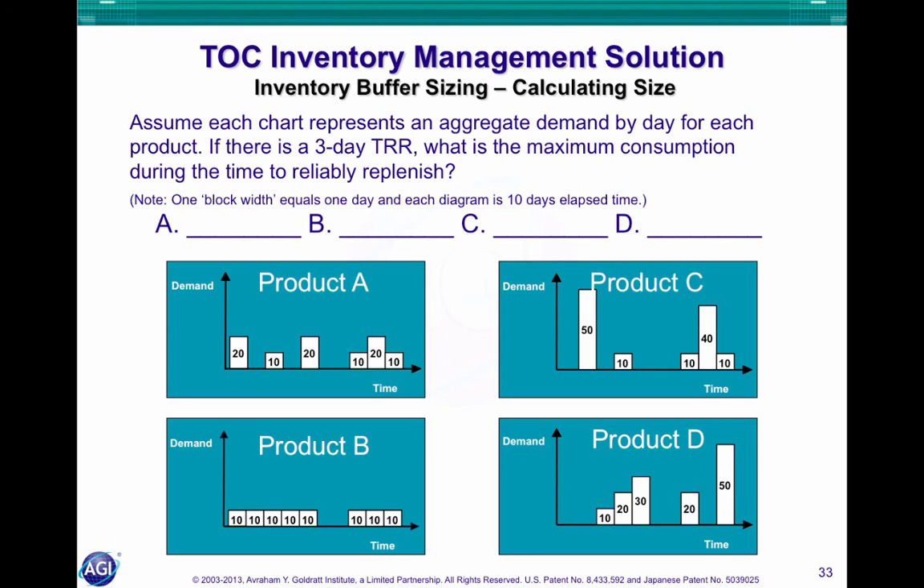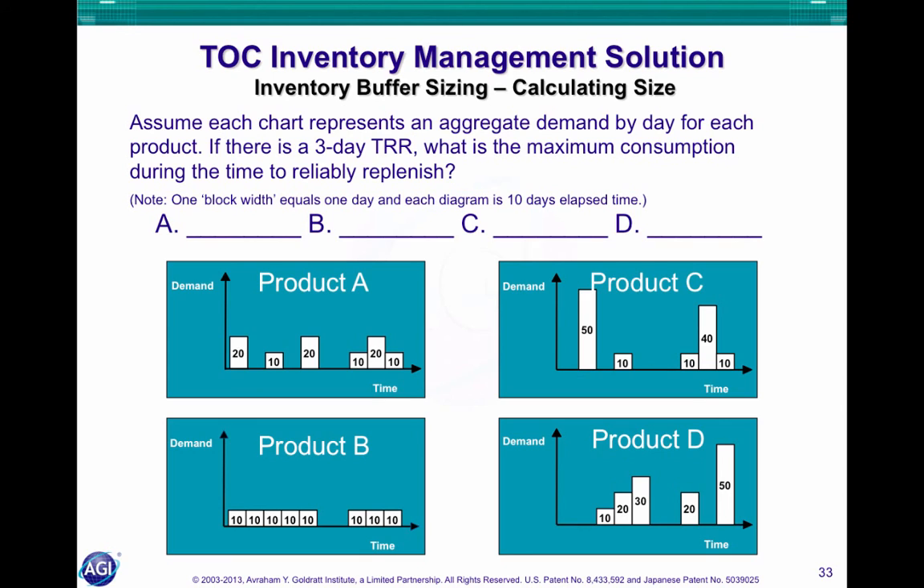So for product A, what's the maximum cumulative demand in a moving 3-day window of time to reliably replenish? We see 20, 0, and 10 equals 30, 10, 0, and 20 for 30, 20, 0, 0 for 20, and 10, 20, and 10 for a maximum of 40. What about product B, which has a much more uniform demand? Here the maximum is 30, comprised of 10, 10, and 10.